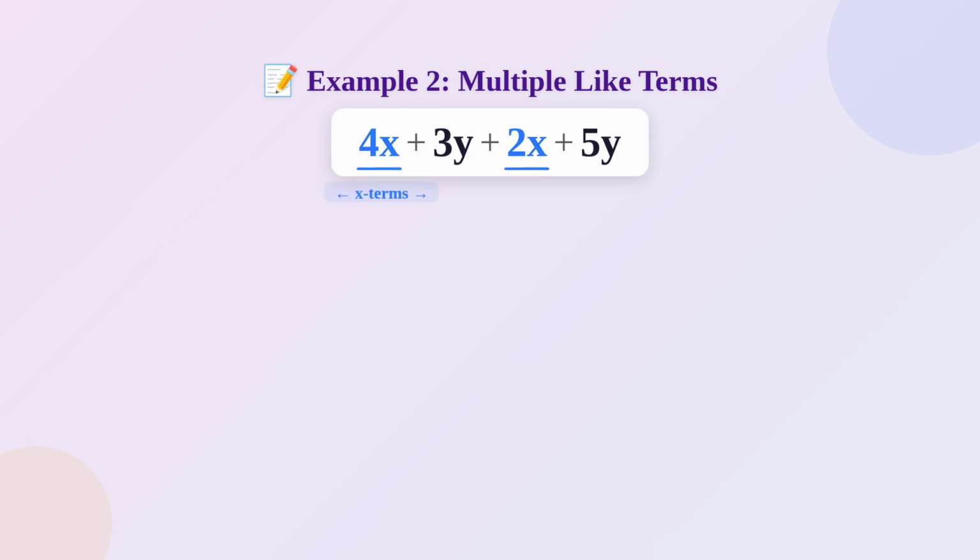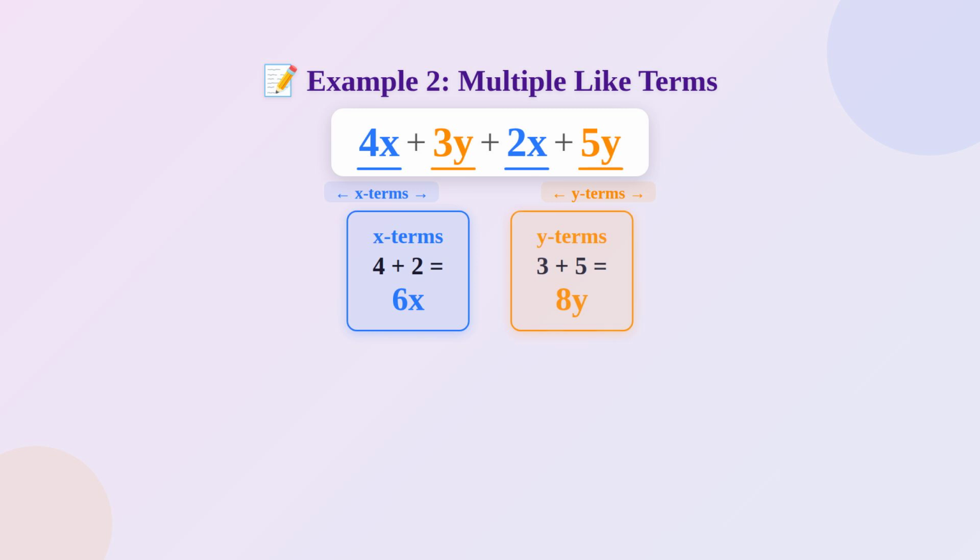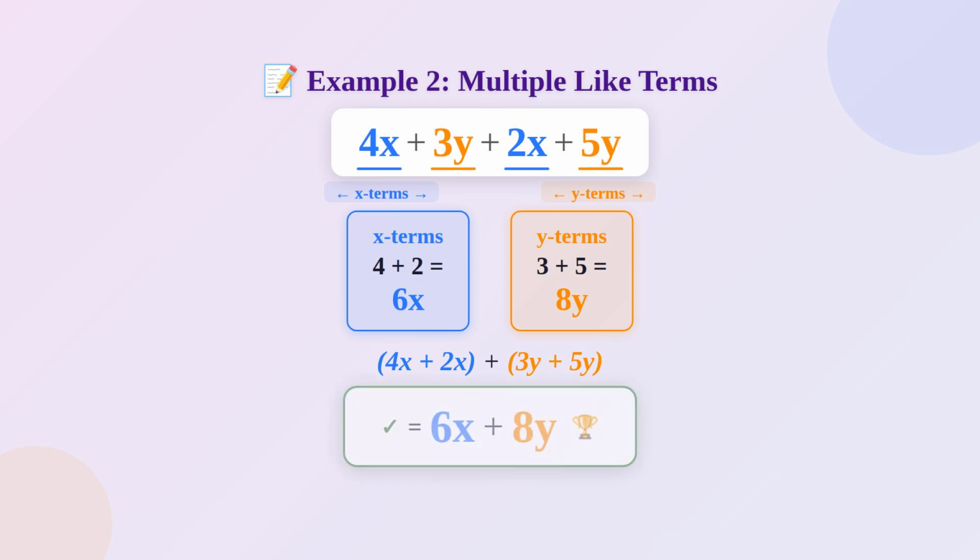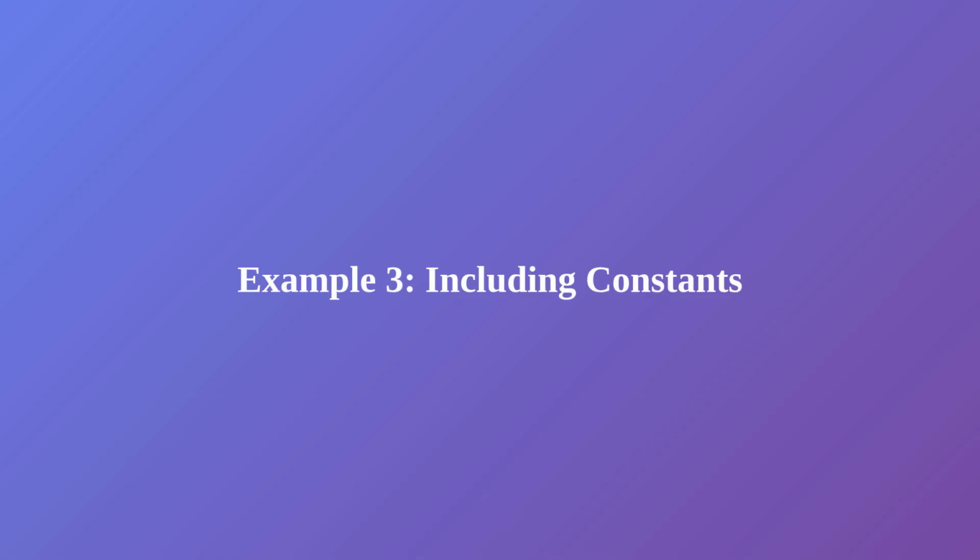Now Marcus's worksheet gets a little trickier. 4x plus 3y plus 2x plus 5y. Don't panic, we just sort like a pro. First, let's find the x terms. 4x and 2x. We add those. 4 plus 2 equals 6, so that gives us 6x. Next, find the y terms. 3y and 5y. 3 plus 5 equals 8, so that gives us 8y. Put them together. 4x plus 3y plus 2x plus 5y simplifies to 6x plus 8y. Marcus is sorting like a champion.